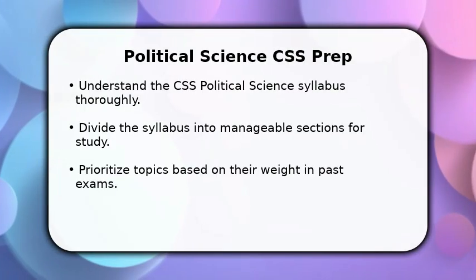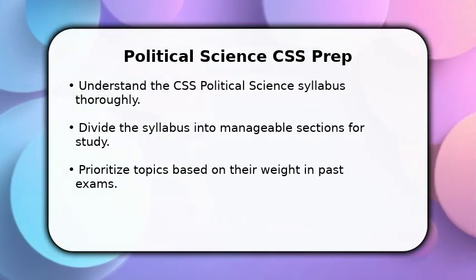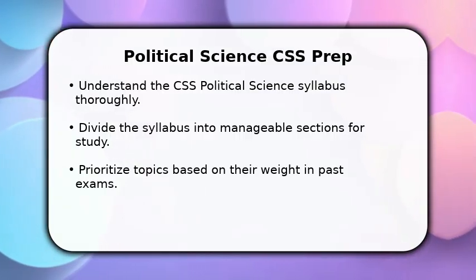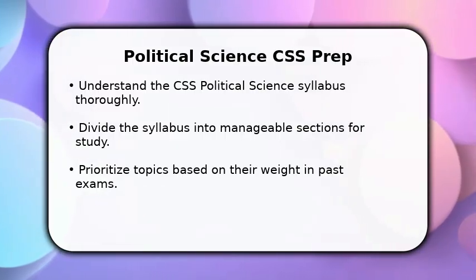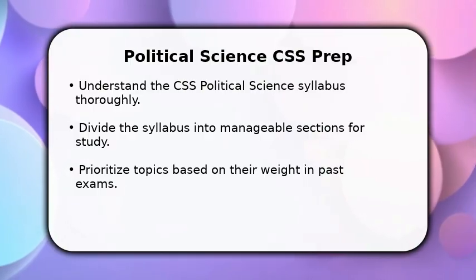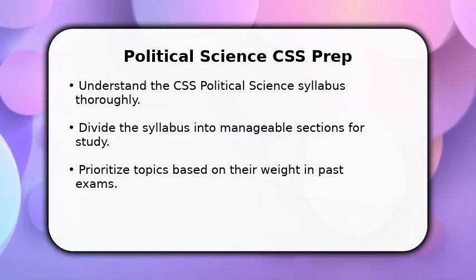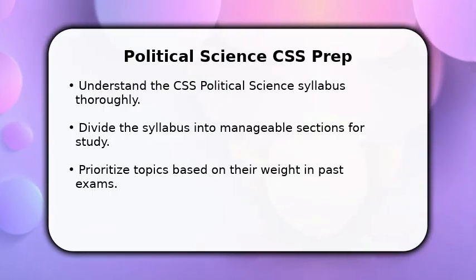In this video, I will explain how to study political science for CSS. First, meticulously analyze the official CSS political science syllabus. Break down the extensive content into smaller, digestible units. Identify core areas and recurring themes to focus your initial efforts. This strategic approach ensures comprehensive coverage and efficient time management, setting a strong foundation for your preparation journey.